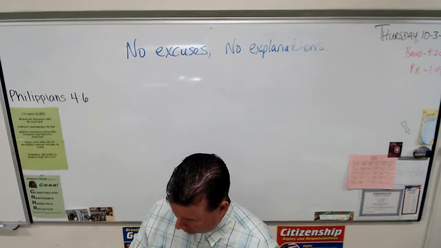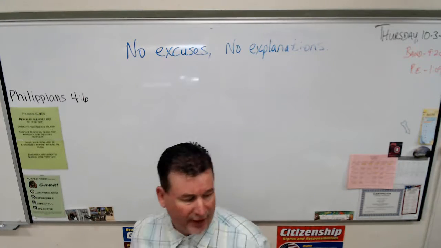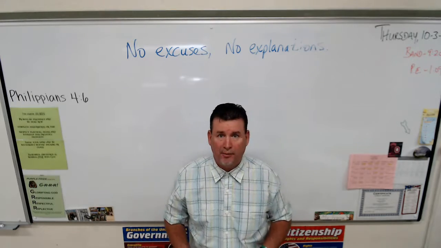This is Thursday, October 3rd, year of our Lord 2019, pre-algebra. Julia, Johnny, and Sawyer. We're in a little bit of chaotic mode today because of pictures.